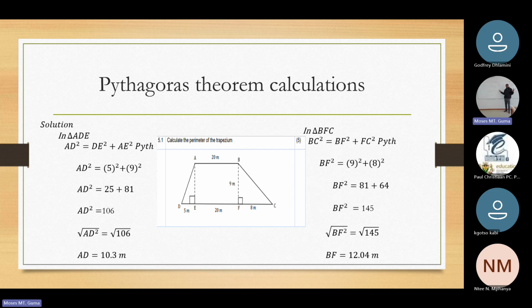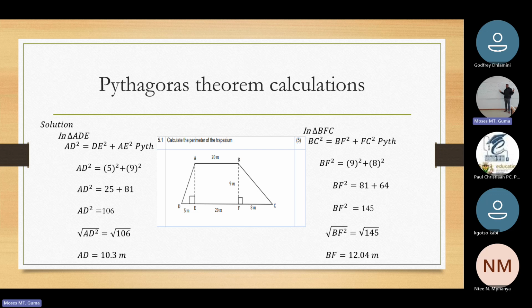Now we substitute. AD squared is equal to 5 squared. And remember, this is equal to that in a rectangle. And AE squared is 9 squared. Then we go on and simplify. 5 squared means 5 times 5, which is 25. 9 squared means 9 times 9, which is 81. Then we add the two. AD squared is now 106.